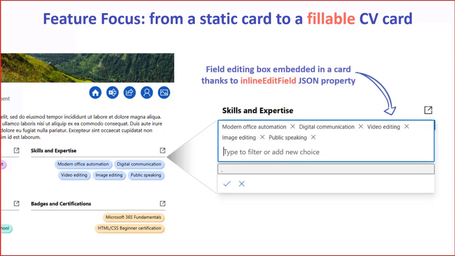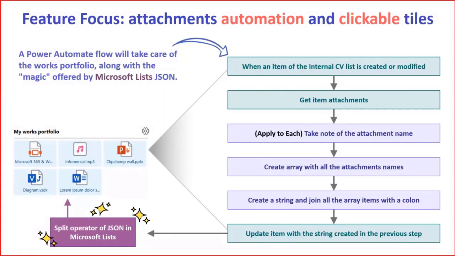Except for the custom images and the attachments, all the editing boxes are visually embedded and ready for use in a card. And among the features I've mentioned, I would like to share a deeper look at the automation of internal CV attachments. This is an implementation that tries to get the most out of the list attachments to display them as clickable tiles. And this is possible thanks to a dedicated Power Automate flow and the new JSON split operator recently added by Microsoft for custom formatting in Microsoft List.